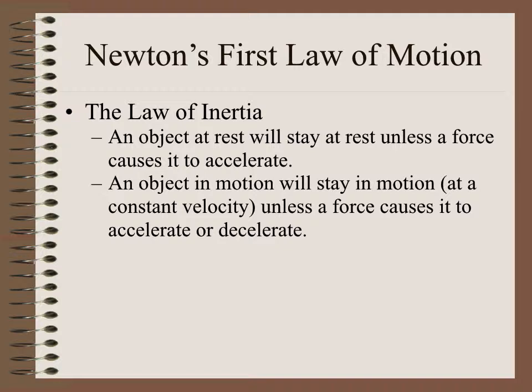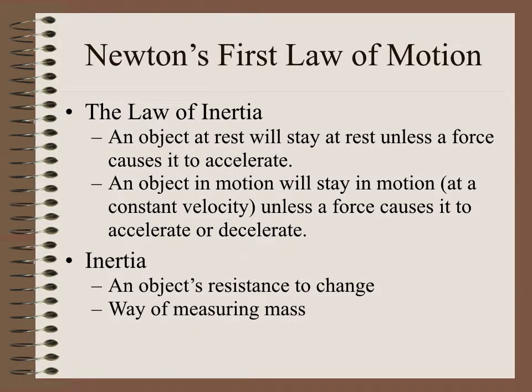Now, these two points can be simply put down to one simple statement. An object's motion is constant unless a force changes it. Whether it's at rest or in motion, a force must change the motion. It gets its name from the term inertia, which means an object's resistance to change. So, since the object's motion doesn't want to change, we call it a law of inertia.